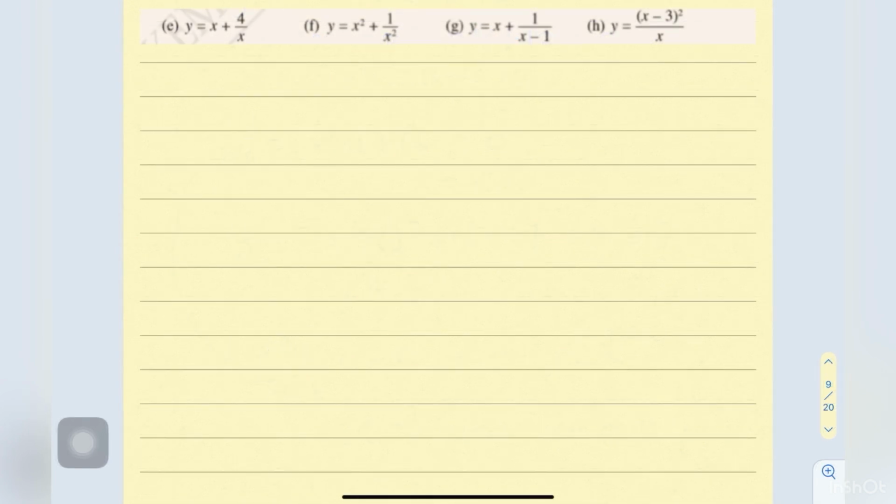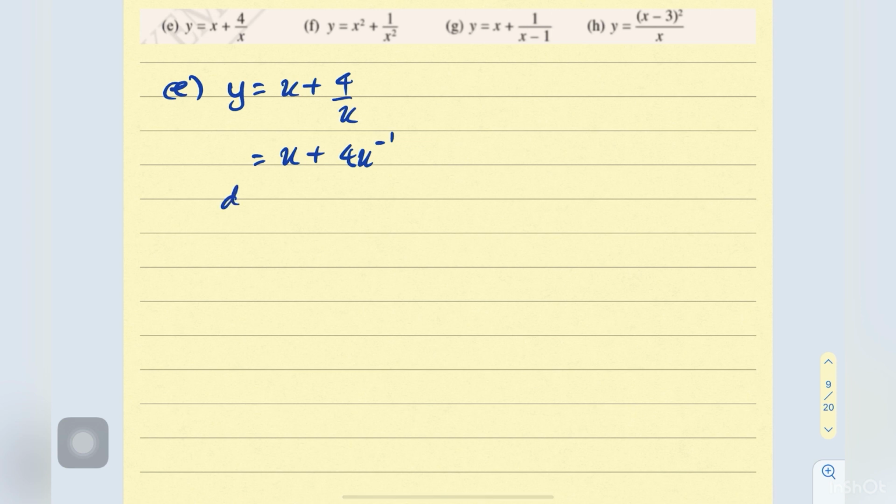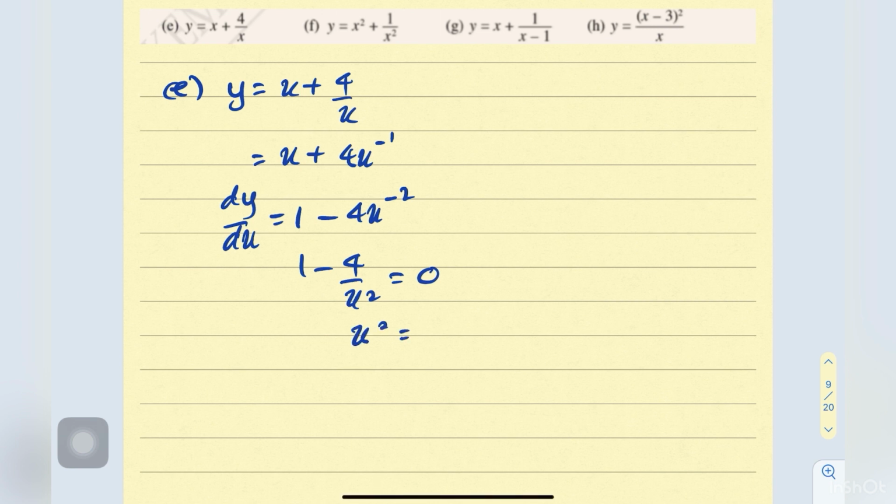For question 1e, y equals x plus 4 over x. To find the turning point, differentiate and set equal to 0. Before that, we move up. So here we have dy/dx is 1 minus 4x to the power of negative 2, which is 1 minus 4 over x squared equals 0. So x squared equals 4, then x equals plus or minus 2.